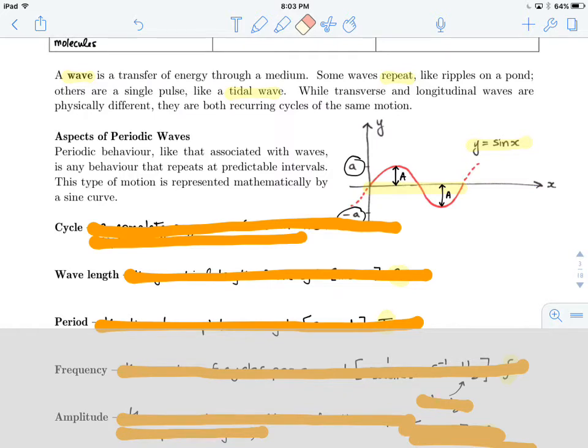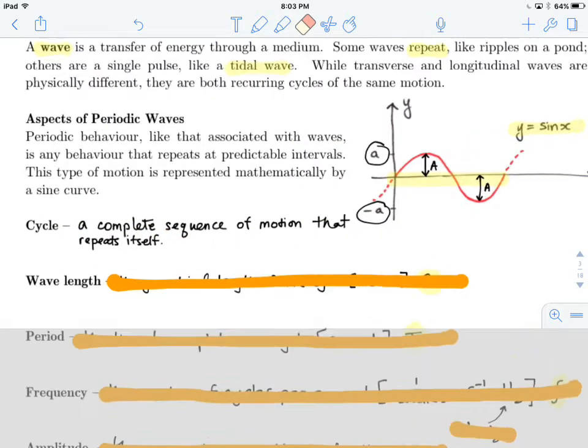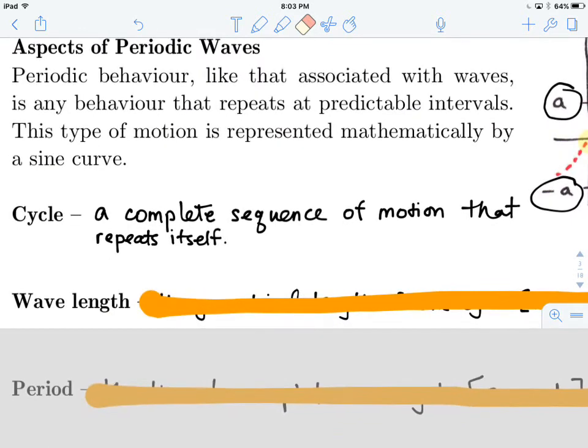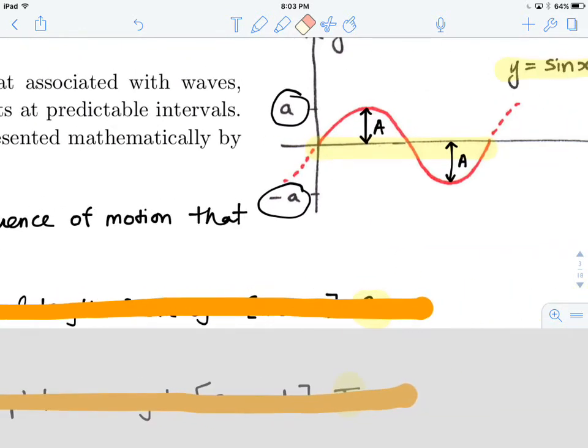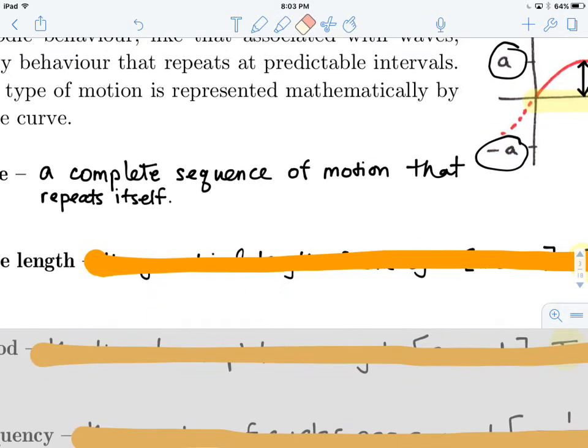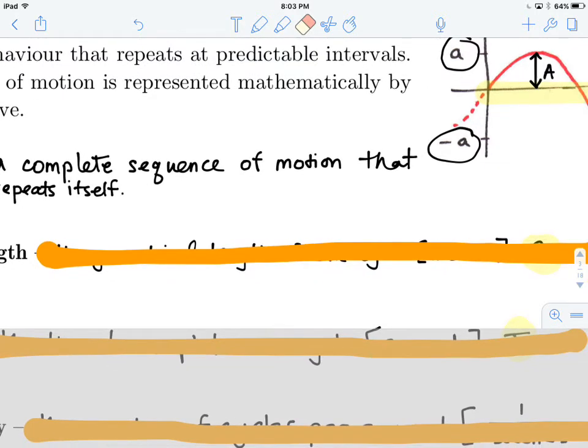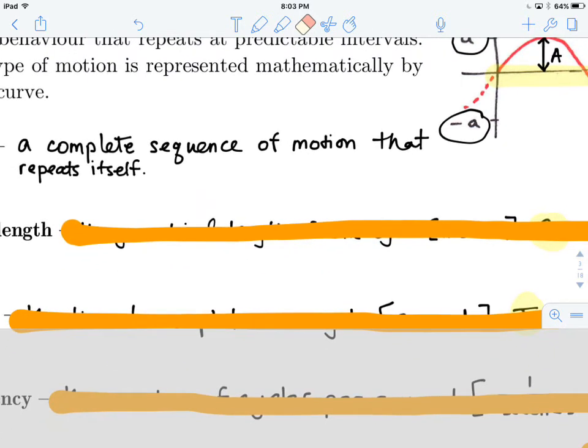So let's define some characteristics. First of all, a cycle is a complete sequence of motion that repeats itself. So what's drawn here is one cycle. Okay? So a cycle is one complete sequence of motion that repeats itself in predictable intervals.